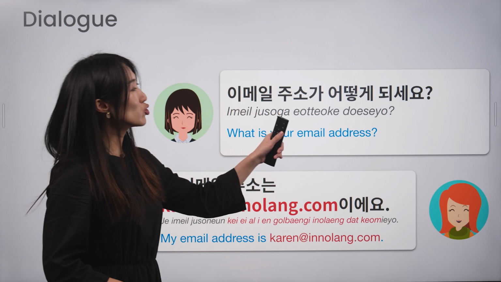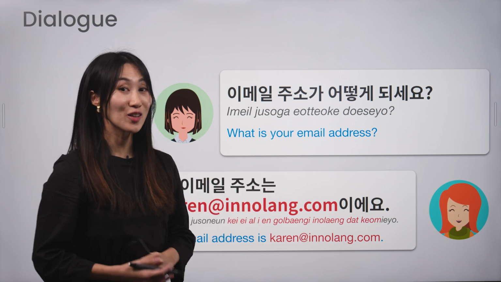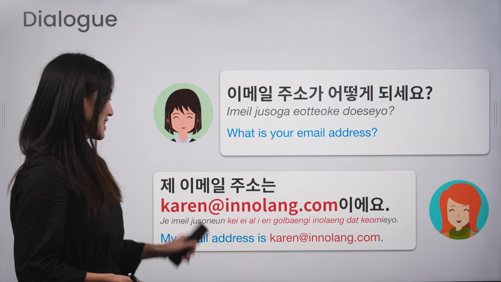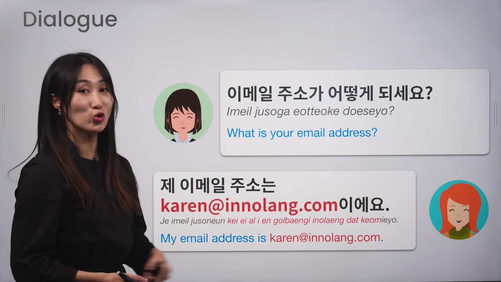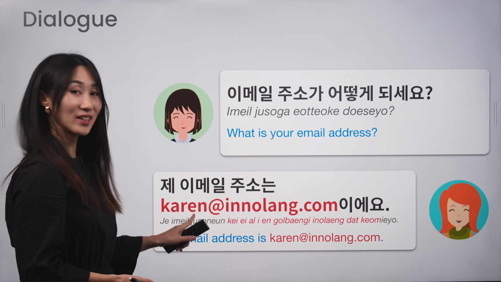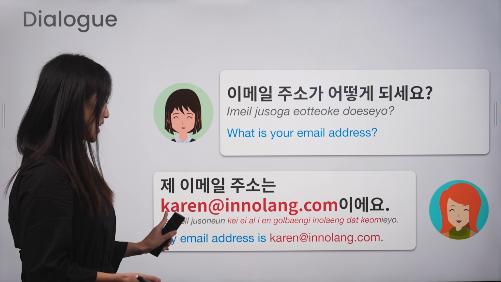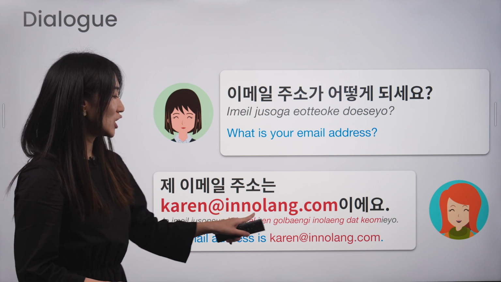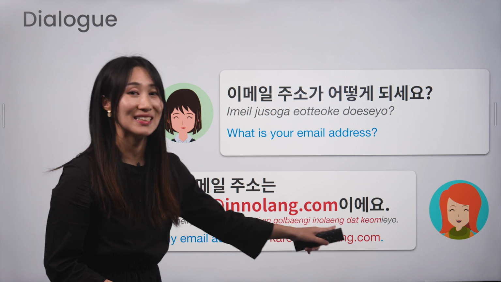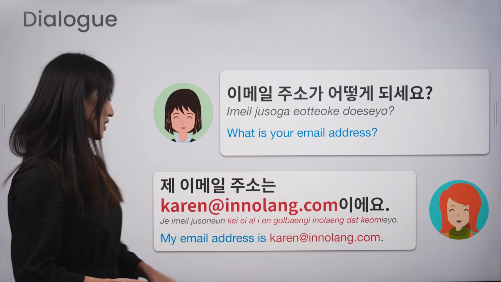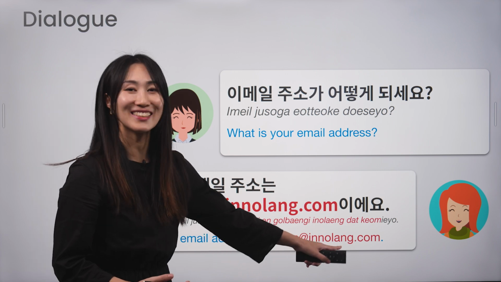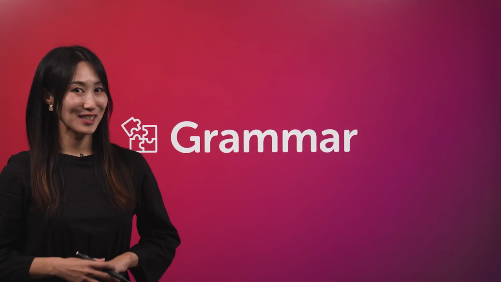Okay, so now I'll read one more time slowly with English translation. 이메일 주소가 어떻게 되세요? What is your email address? 제 이메일 주소는 Karen@inoreng.com이에요. So my email address is karen@inoreng.com.